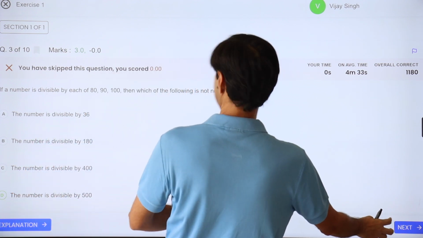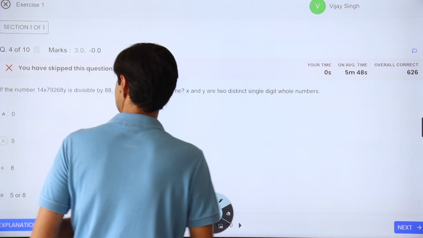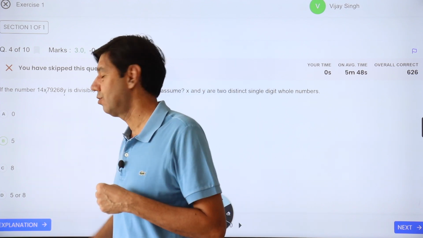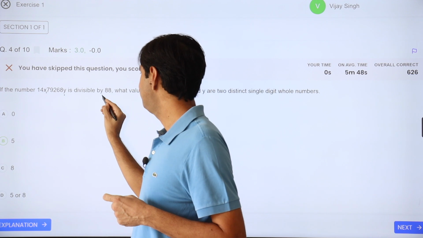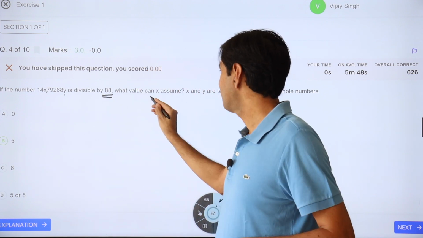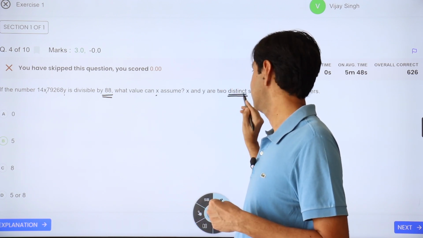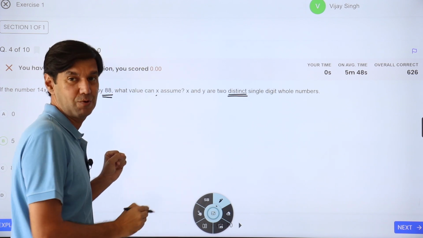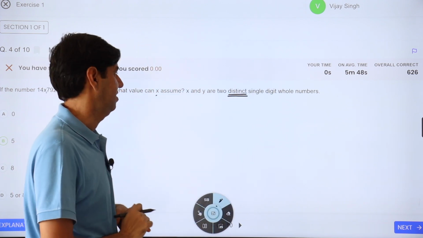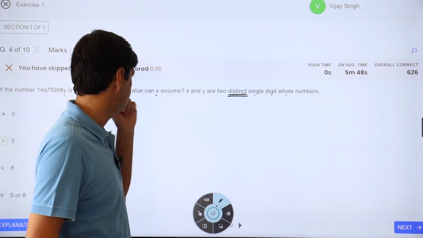Let's go to the 4th, one more question. Let's see how tough or easy this is. If the number, and now I don't have an x, I don't have a y, is divisible by 88, what value can x assume? x and y are two distinct, don't forget this word. Such words are sometimes missed, and such errors one can't afford in CAT. Single digit whole numbers, 0 is allowed, so x and y.